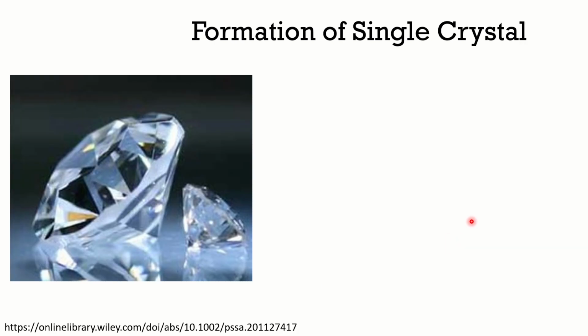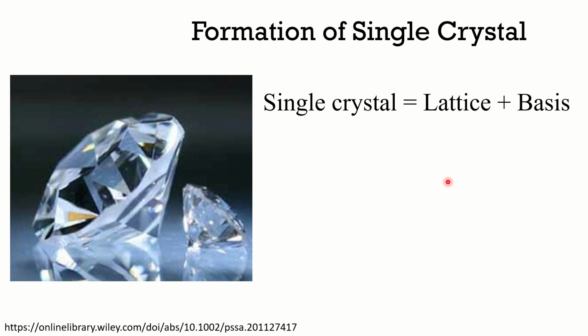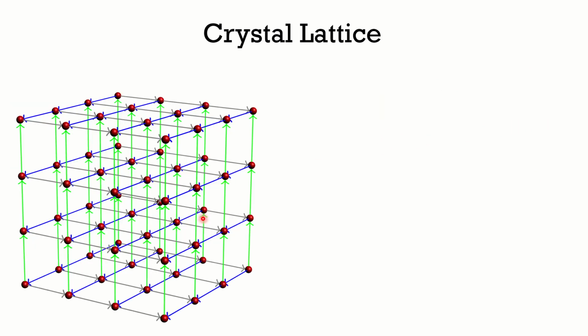Now, let's go back to single crystals. Generally, single crystals are formed of two things: lattice and basis. We'll discuss lattice and basis. What do they mean? Suppose I have a set of geometrical points. These are a set of geometrical points which are arranged in space in a very regular and periodic way.